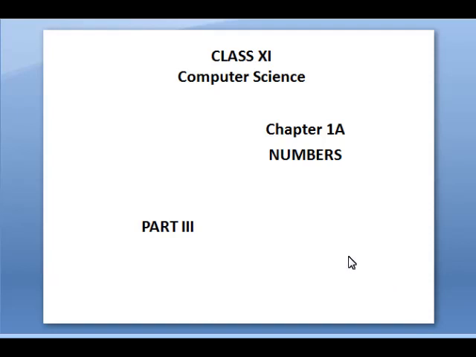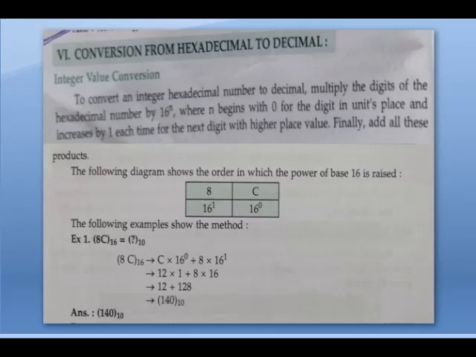Students, now we are going to see the remaining part of the chapter numbers. This is the third part. Here we are going to see how to convert a hexadecimal number to a decimal number. First we will see the integer value conversion.